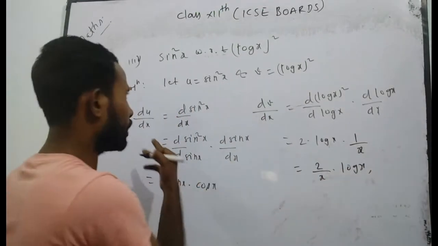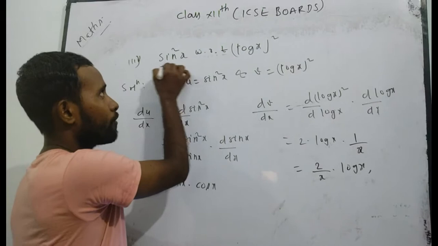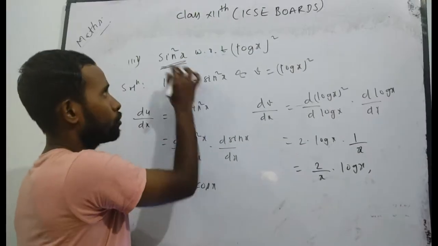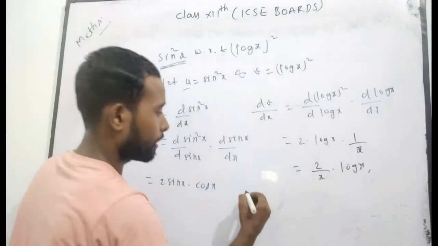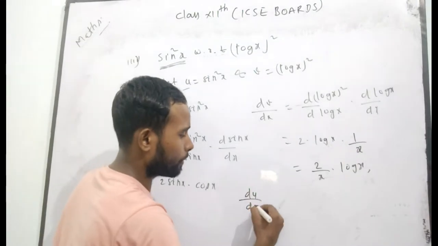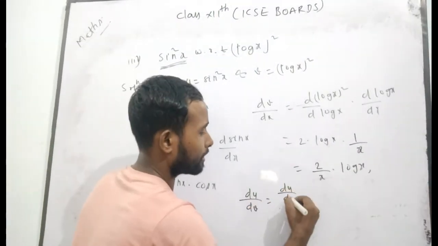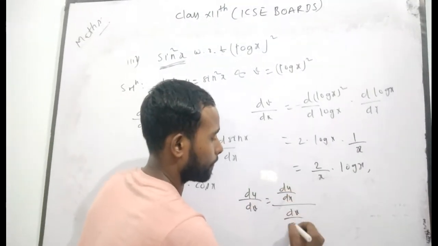Now as you know, here you have to find the derivative of sin square x, which is u, so the derivative of u with respect to v. Now right here du/dv will be du/dx upon dv/dx.